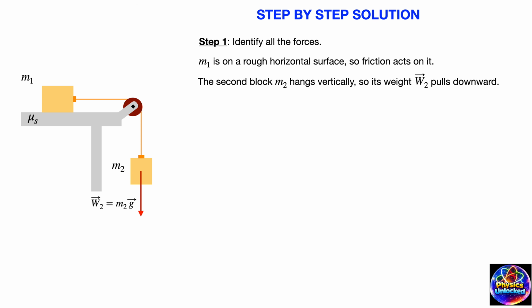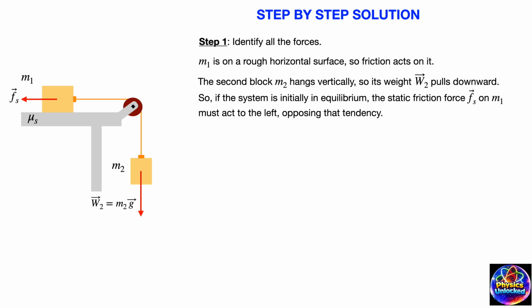So, if the system is initially in equilibrium, the static friction force Fs on m1 must act to the left, opposing the tendency. If m2 pulls downward, the friction must act toward the left, okay? So that the system stays in equilibrium. Now, let's start first with examining m1 only. That's how we solve this problem.